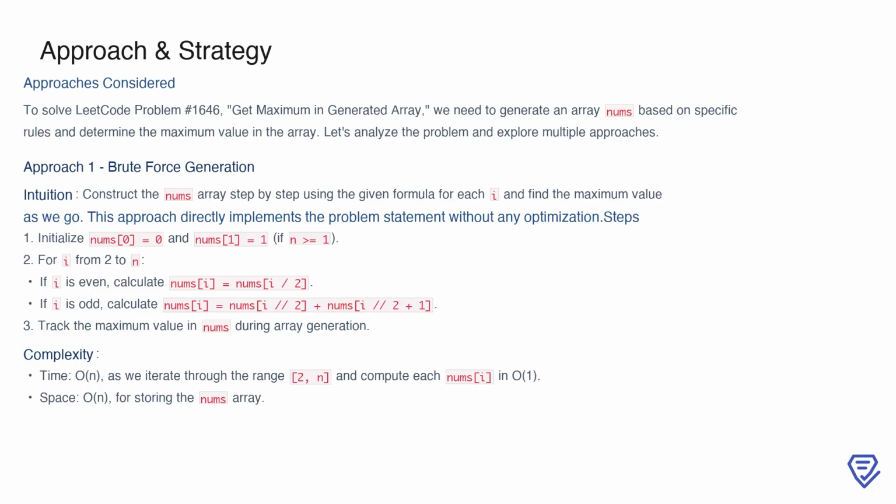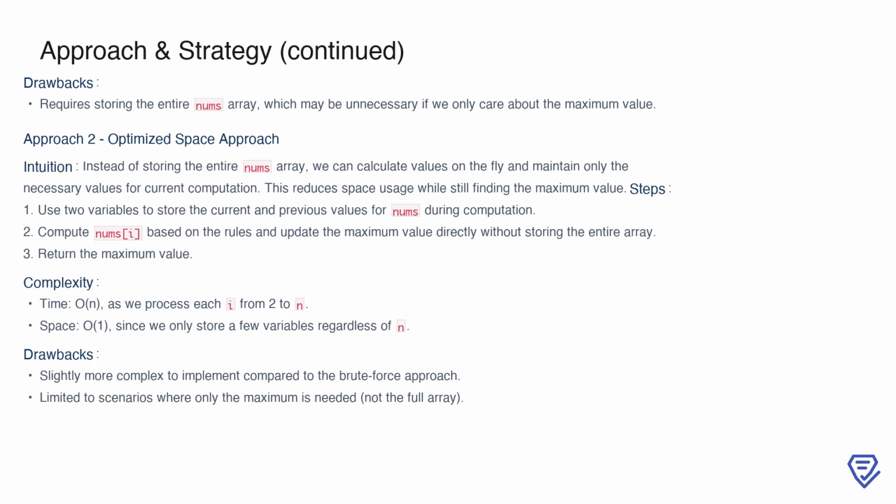The time complexity is O(n) because we process each index once, and the space complexity is also O(n) because we store the entire array. While simple and direct, this approach has its limitations, especially in terms of memory usage when n is large. One downside of the brute force generation approach is that it requires storing the entire nums array in memory, even though we may only need the maximum value.